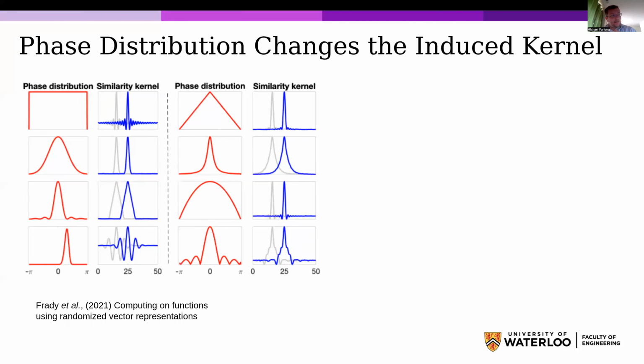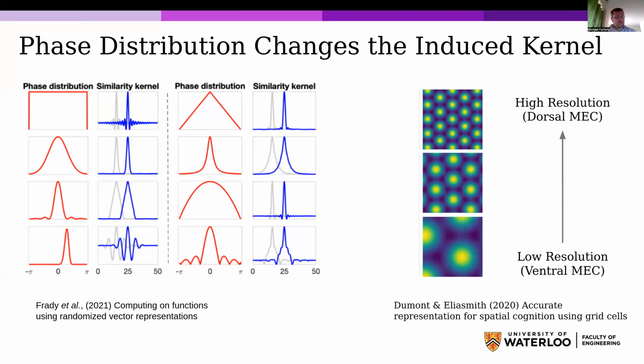The other thing I'd like to highlight, and this is some work that's been done by Nicole as part of her PhD thesis, is that if you choose the phase elements in a specific way, you can start getting similarity measures that look like the grid cell activities that we see in the hippocampus. And so again, this is a very powerful thing from my perspective.